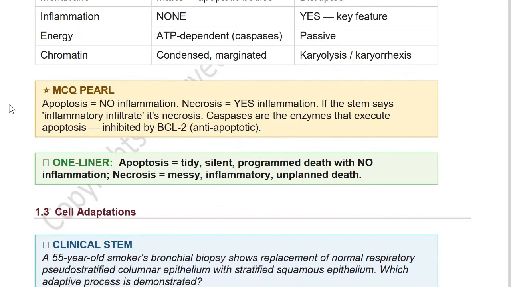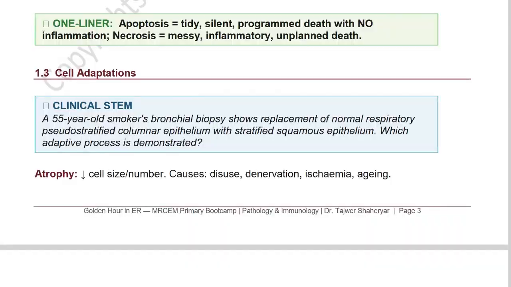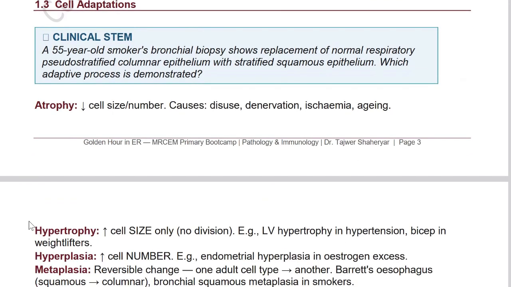MCQ pearl to remember: apoptosis, so no inflammation, and necrosis is present if the stem says inflammatory infiltrate. Caspases are the enzymes that execute apoptosis. These are inhibited by your BCL2, an anti-apoptotic gene. You might want to remember this. One-liner: apoptosis, tidy, silent, programmed cell death, there's no inflammation. Necrosis, messy, inflammatory, unplanned death. Very, very messy. Okay. Cell adaptation.